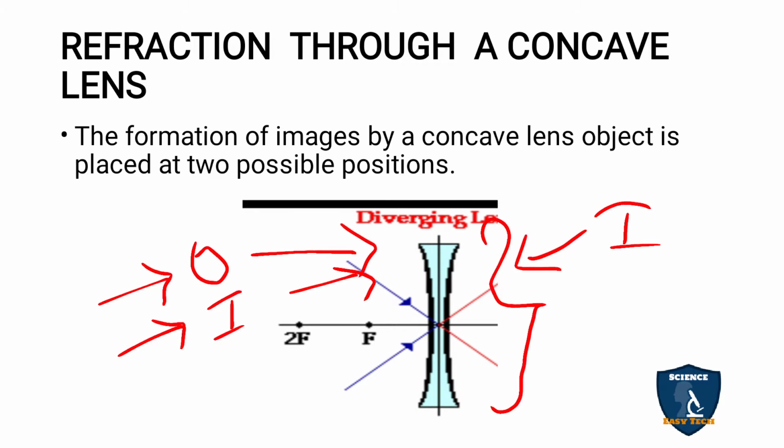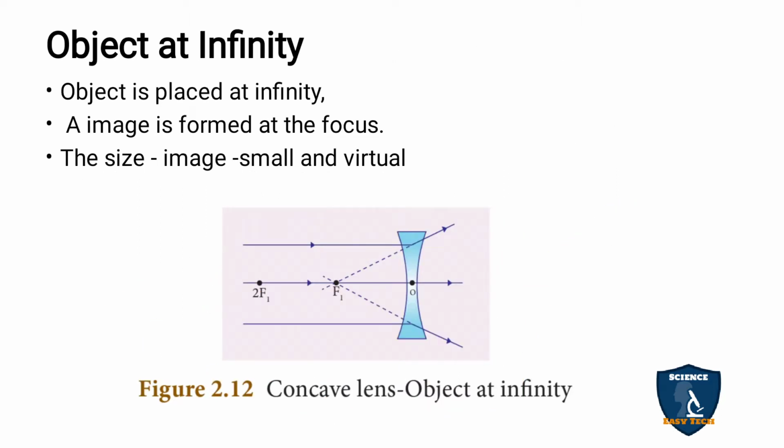This place is infinity, and we mark it as position 1, and the distance between 2f and f we mark as 2. So this is one case. In another case, f, the principal focus, is considered as 1, and the optic center we mark as 2. So we are going to see in detail about the object at infinity.